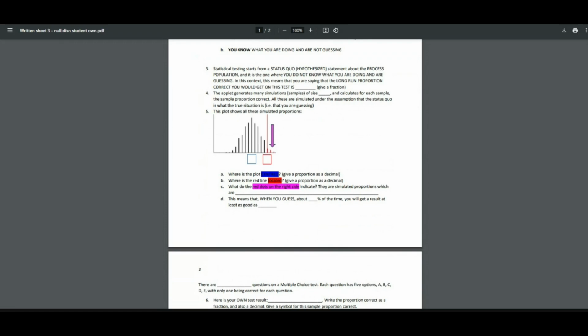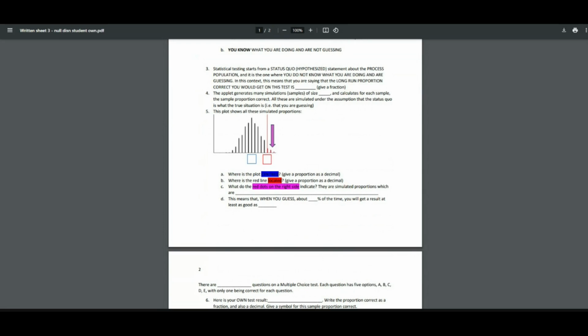All these are proportions. So the blue one is the center proportion. It's the status quo hypothesized value that you simulate at. That's the one that you assume your friend is guessing, or people are guessing on the test and things like that. What would be the long run proportion? That's the blue number.